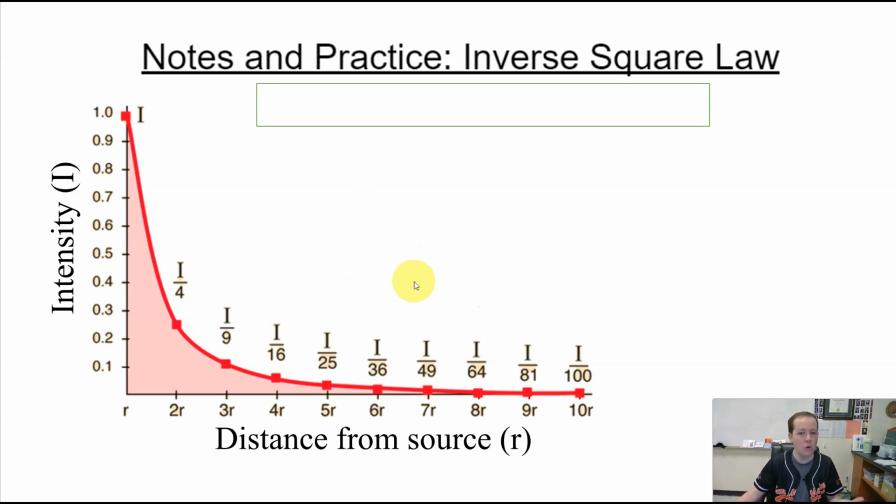Now what I have up here is the graph from our notes, the inverse square law. What is that inverse square law? And there are going to be times when I think typing out would be helpful, so I have my keyboard. If it's a little loud, I apologize. I'm doing the best I can.